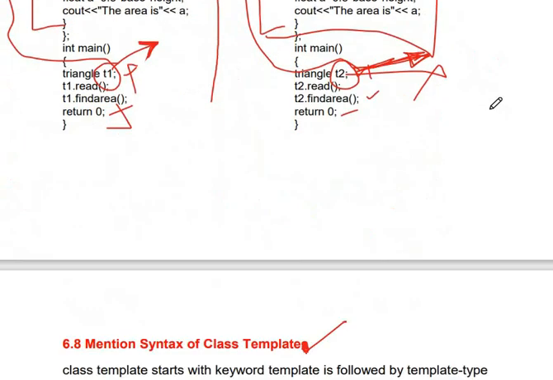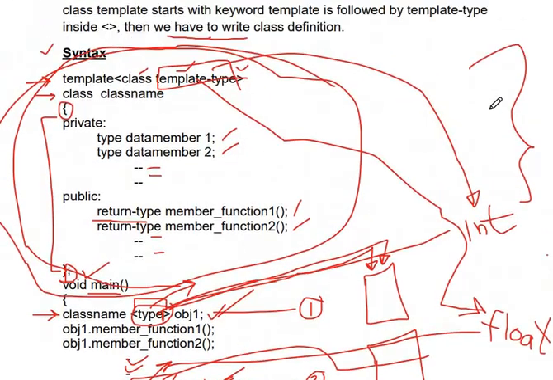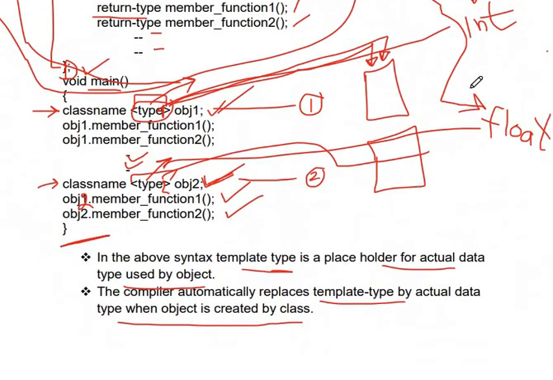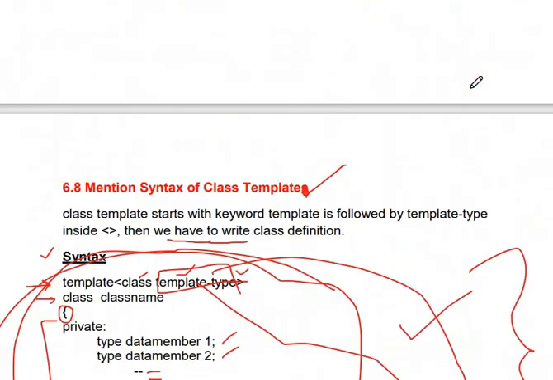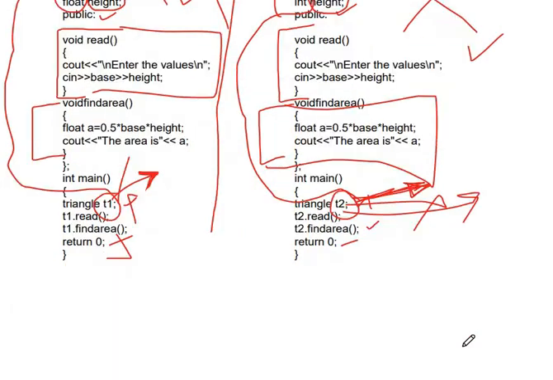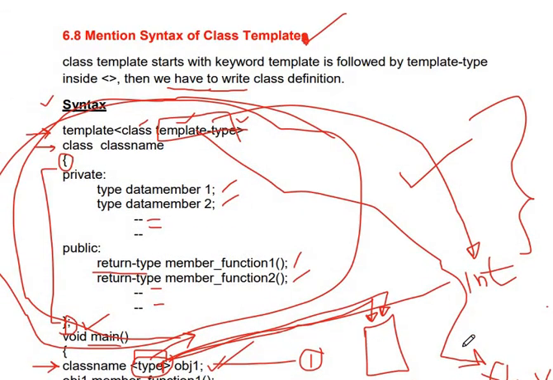So here we have written only one class definition for how many objects? Two objects. But in these programs, look here, we have written one definition for the object t1 and another definition for the object t2. So instead of writing two class definitions, we can write only one class definition by using a special technique. The technique is called what? Class template.